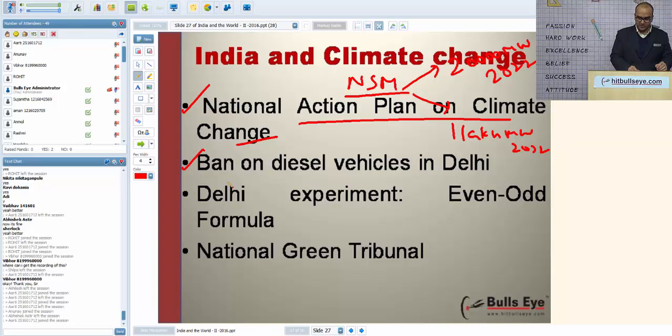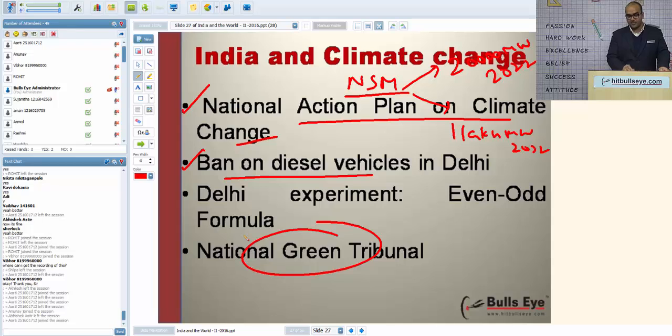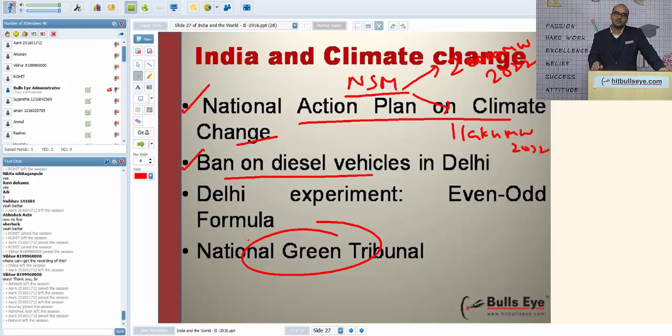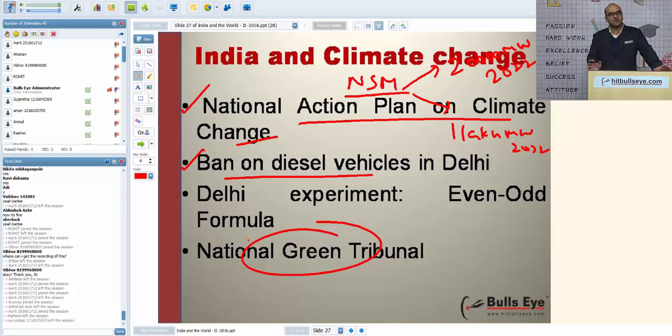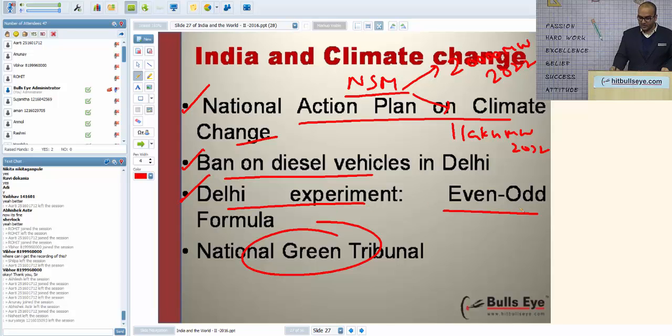Next, we saw the NGT, or National Green Tribunal, banning diesel vehicles over 2000 cc in Delhi. Although that was a very impractical decision, this is what has been happening. India is slowly getting more serious on climate change. Also the Delhi experiment of the even odd formula was done.